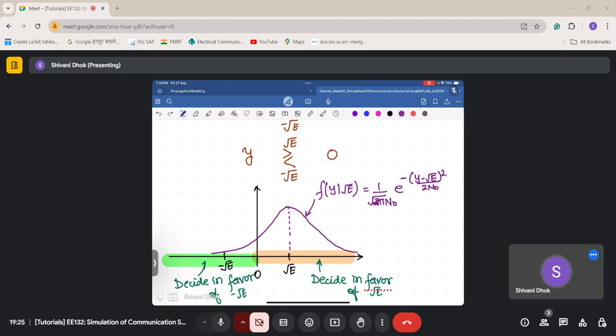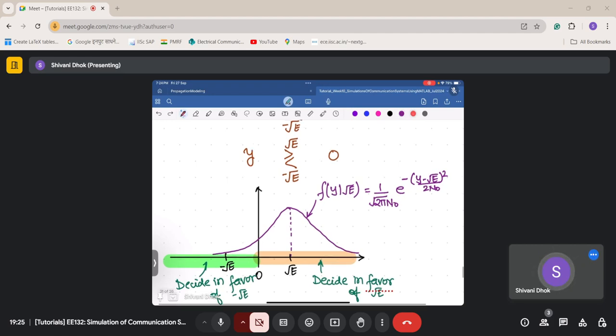Let's see what I have taken. Yeah, 2 n naught. And similarly, I'll have something like this. So in this particular region, whatever curve I have drawn is your f of y given minus root e, which is equal to 1 upon root 2 pi n naught into e power minus (y plus root e) square by 2 n naught.